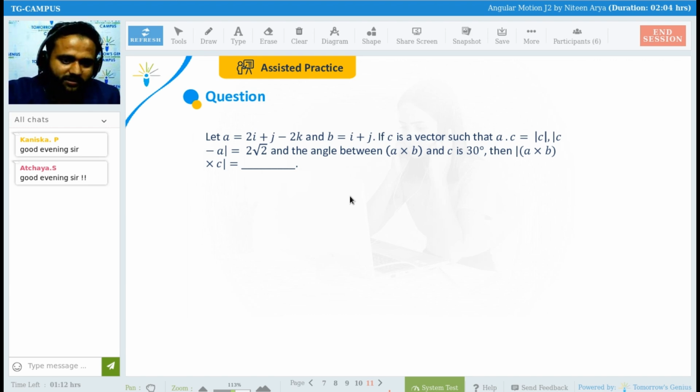Read this question again and then try, with what is given. First of all, you need to find A cross B. The moment you can find A cross B, you can find the magnitude of A cross B, and the magnitude of C minus A is also given. C minus A squared you can do, and you can find the relation between C squared and this, and then you can find A cross B cross C, because you need to find the magnitude of C also.